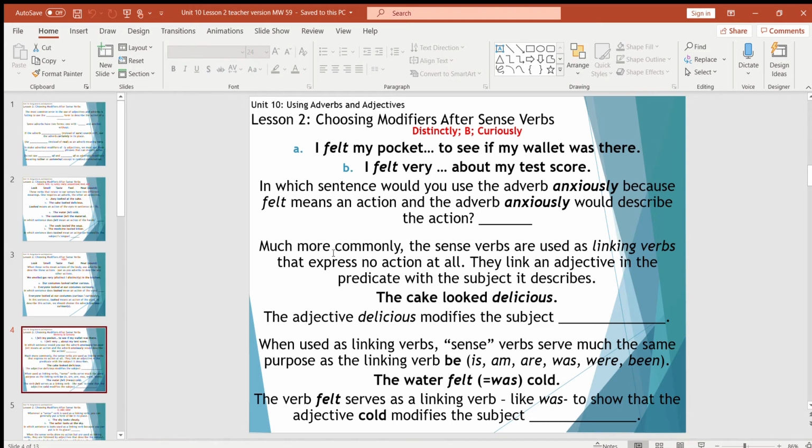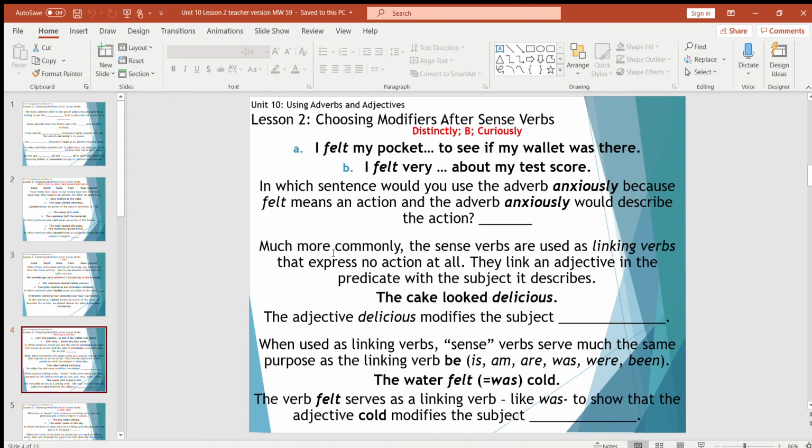So much more commonly, the sense verbs are going to be used as linking verbs, and they express no action of the body at all. They merely link an adjective in the predicate to the subject that it describes. So basically, it's like a subject complement. It says it is this, as opposed to it is doing this.